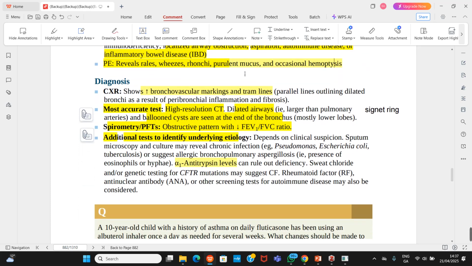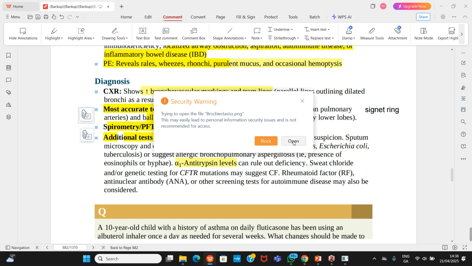So, purulent mucus, don't forget that. Foul smelling, hemoptysis, recurring cough, bronchiectasis. You can do chest X-ray, you are going to see this, not very important. The most accurate test to do is high resolution CT scan. Don't ever forget this. High resolution CT scan is the most accurate test to do. And what are we looking at? We are looking at the dilated airway. We are looking at what we call the signet ring appearance.